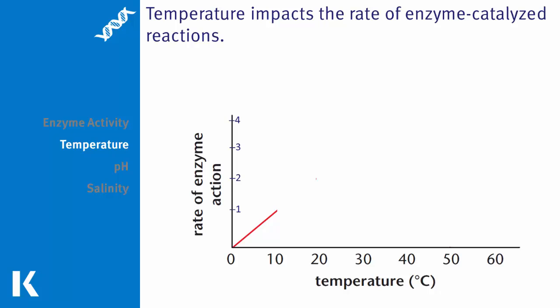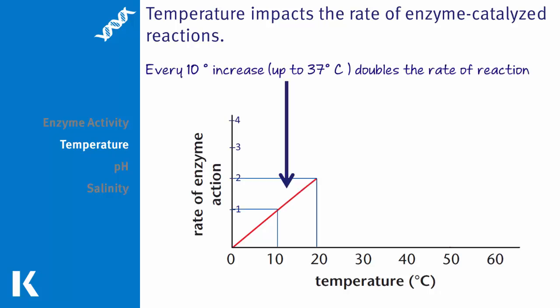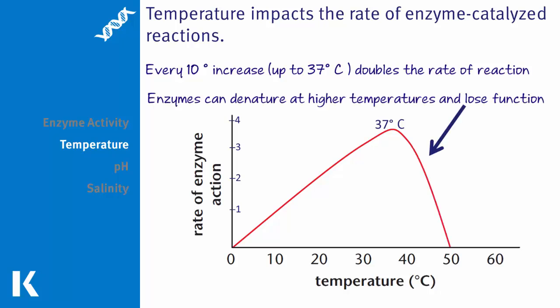Temperature has both a positive and a negative effect on enzyme activity. A positive effect is that the rate of reaction doubles for every 10-degree increase up until a certain point. Within the body, this point is about 37 degrees Celsius. However, the negative effect is that once enzymes reach a certain temperature, the activity will begin to decrease as temperature is increased. This is because at high temperatures, enzymes can denature due to the increased molecular motion caused by adding energy to the enzyme in the form of heat.